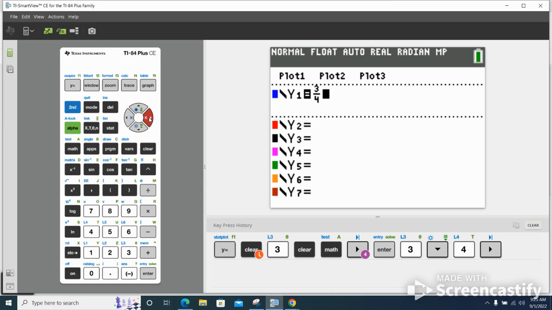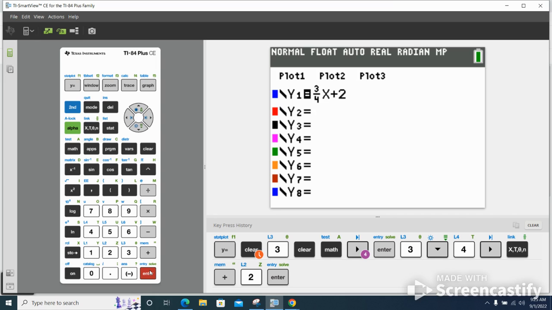Now, based on the equation, I need to put an X. Do you guys see the X button right here? Click on that. And then it says plus 2, right? Plus 2. Okay? So this calculator is going to calculate all the values of y based on us plugging in certain numbers for x. So hit enter. Okay, do you have this on your screen?